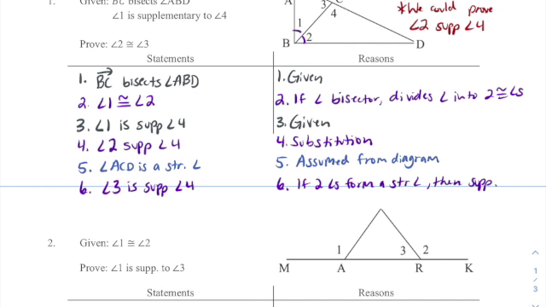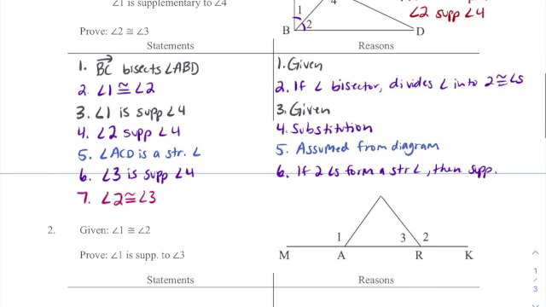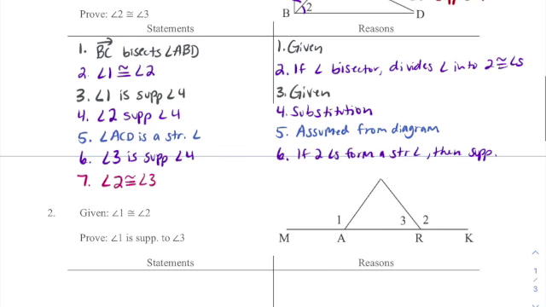All right, the goal is to prove that angle 2 is congruent to angle 3. Now we have a connection. Angle 2 is supplementary to angle 4, and angle 3 is supplementary to angle 4. That means they are both supplementary to the same angle, and we sure have a theorem that lets us use that. That means angle 2 is congruent to angle 3 because they are supplementary to the same angle.